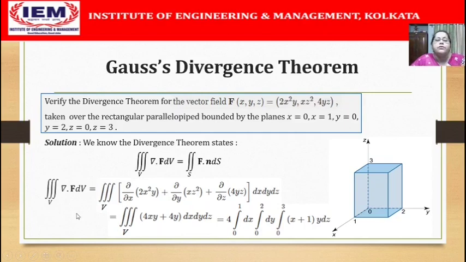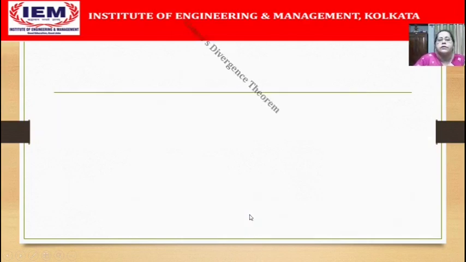So let us first try to find out the volume integral. So del dot f dv, we write down the components of f, which is 2x square y, xz square, 4yz. As we calculate the partial derivatives, we get 4xy. This term is 0 and this gives us 4y. So this is essentially 4 times (x plus 1) y. And because the region is a rectangular parallelepiped, we can easily put the limits. We see that x extends from 0 to 1, y varies from 0 to 2, and z varies from 0 to 3. So we now proceed to evaluate this triple integral.